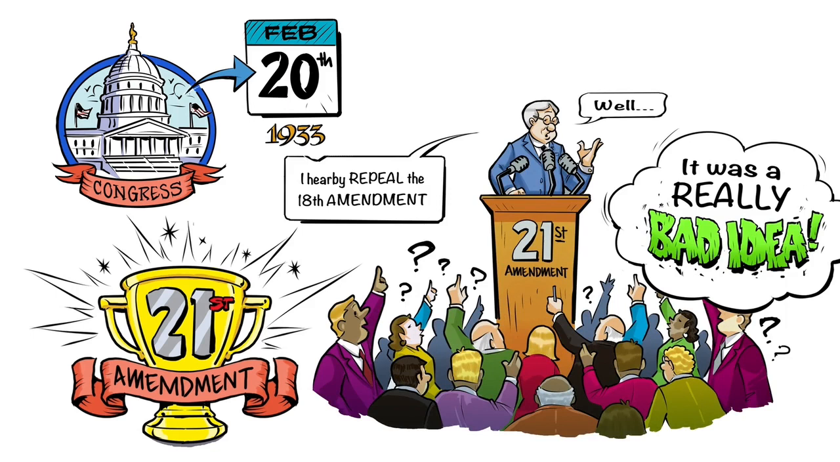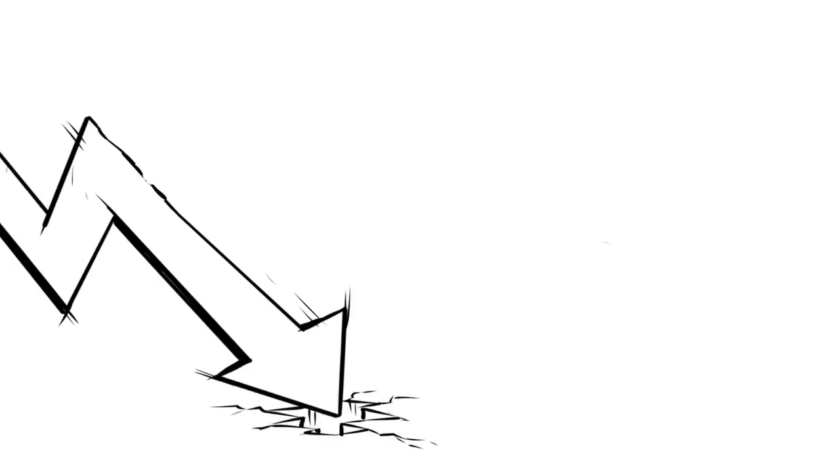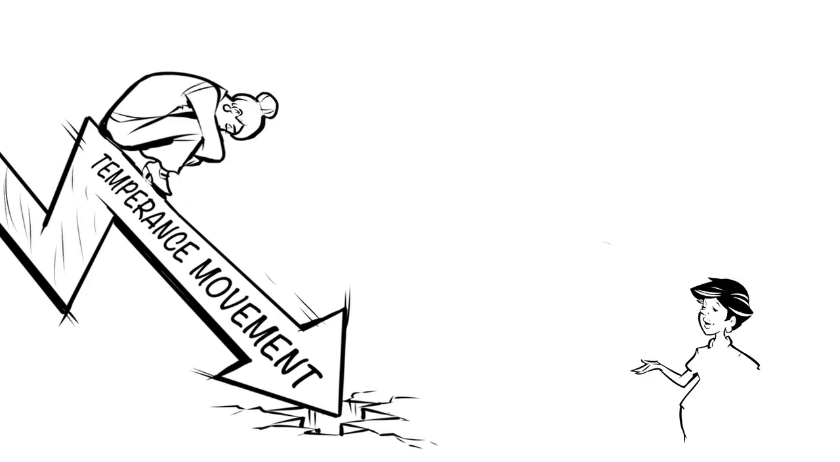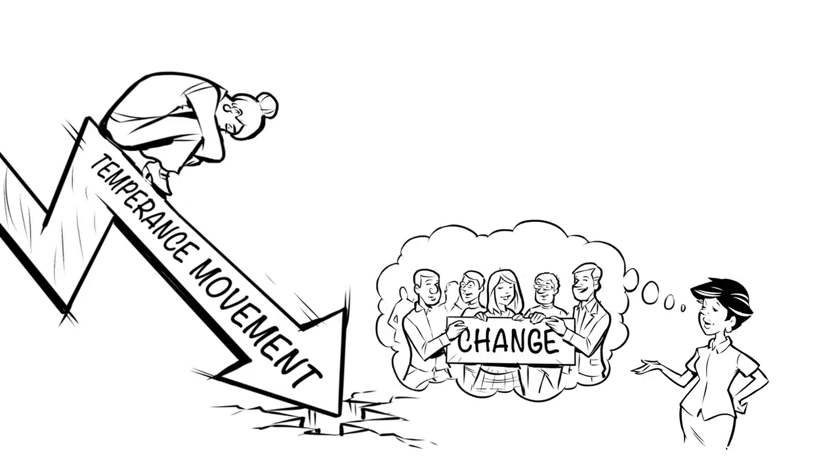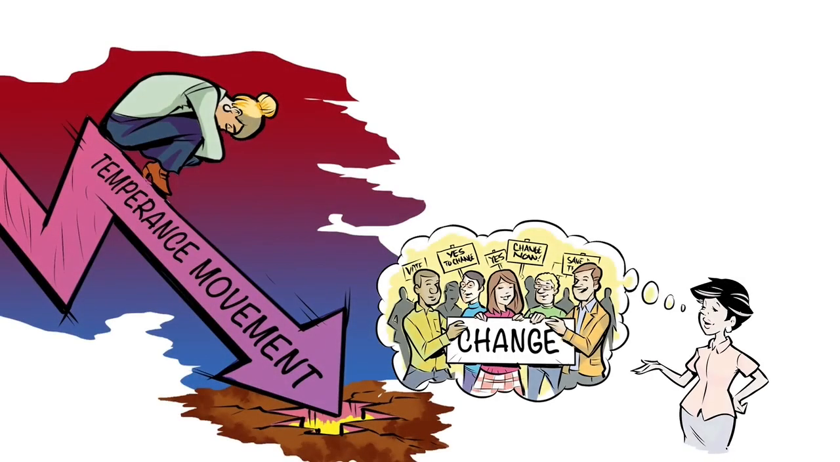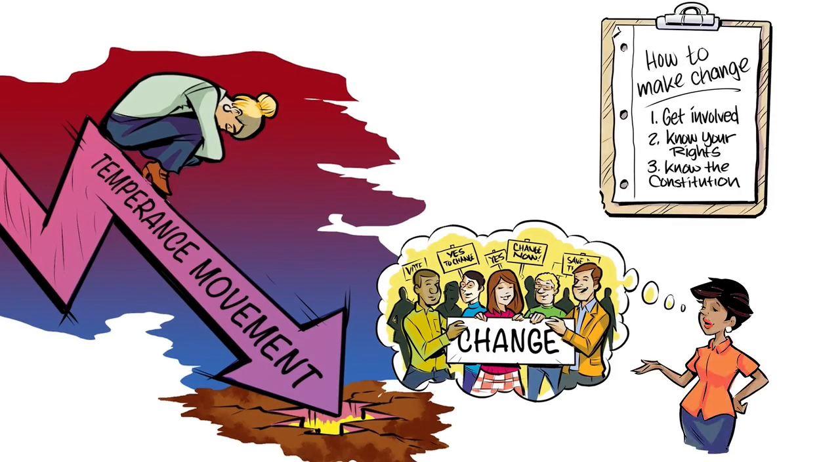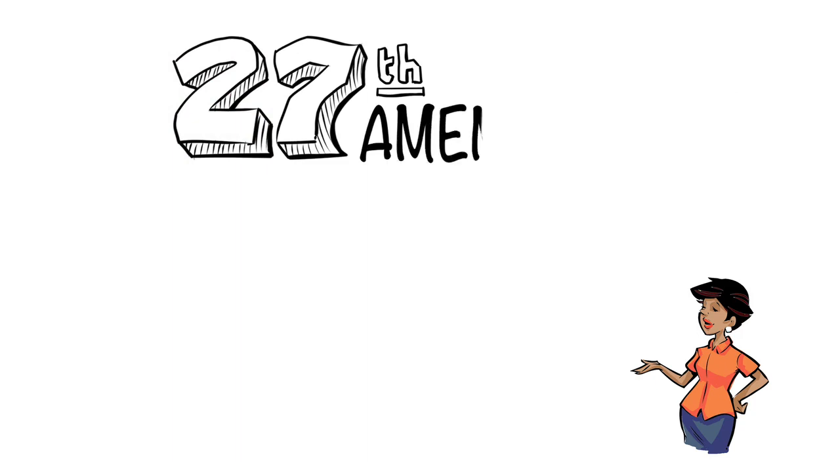So what happened to the temperance movement? It declined in meaningful influence, but the takeaway is people can bring about change. So you have to get involved. To get involved, you have to know your rights and the Constitution. Take the 27th Amendment, which has a highly unusual history.